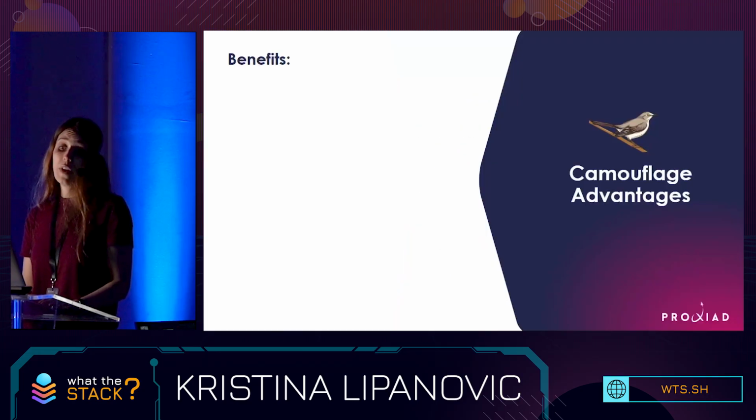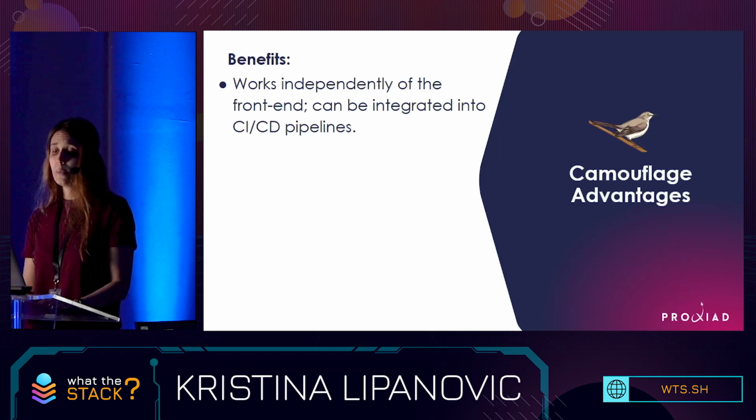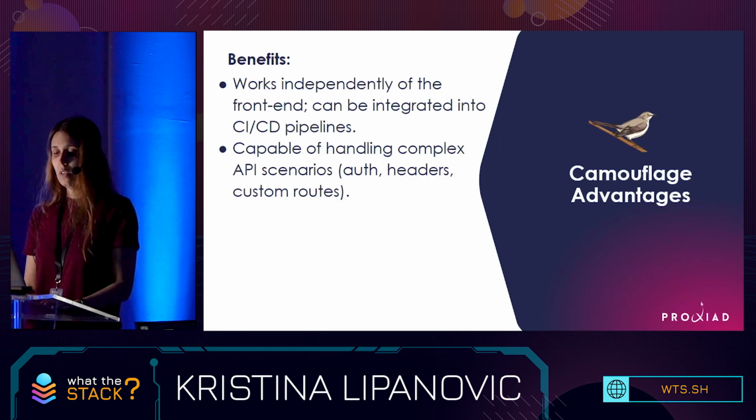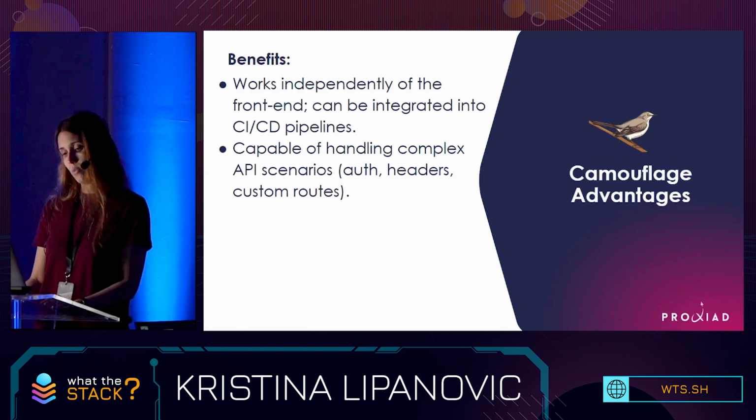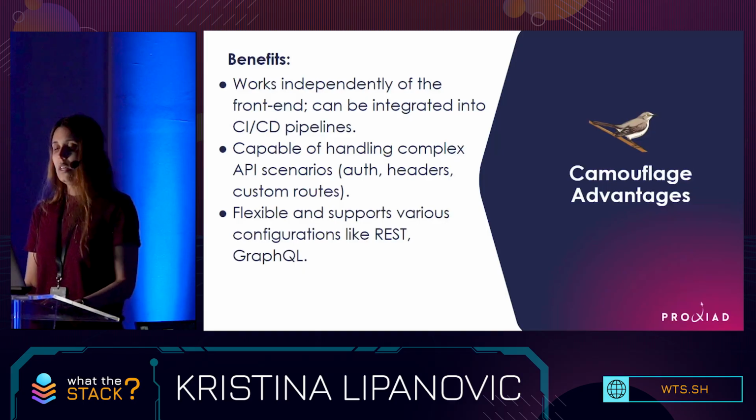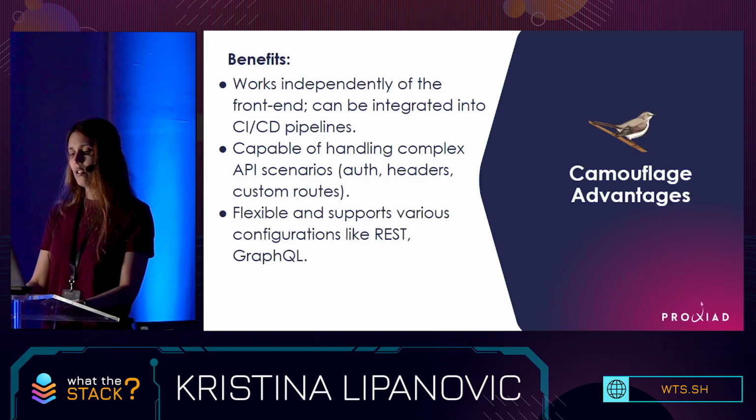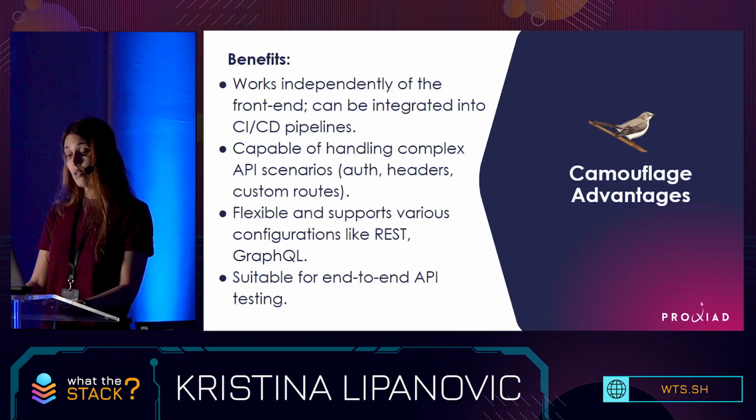So Camouflage advantages. It works independently of the front end. It can be integrated into the CI/CD pipeline, which is very beneficial. It's capable of handling complex API scenarios, authentication headers, or custom routes. And it's flexible and supports various configurations like REST and GraphQL. And of course, it is suitable for end-to-end API testing.